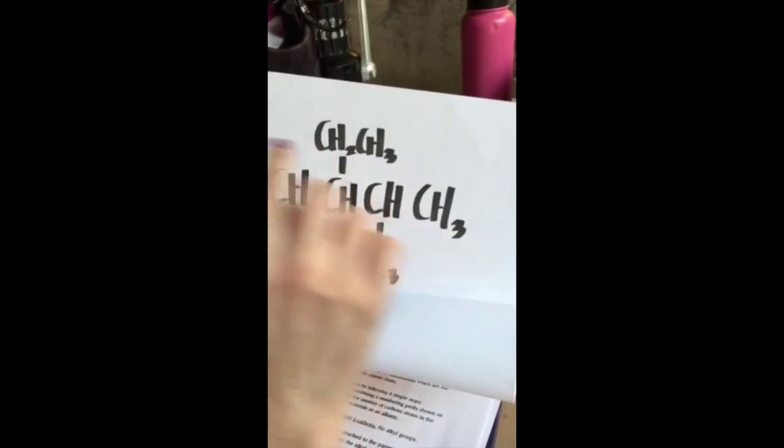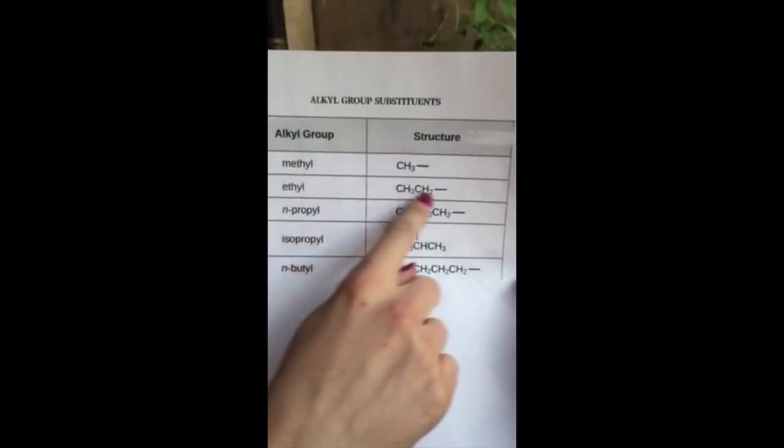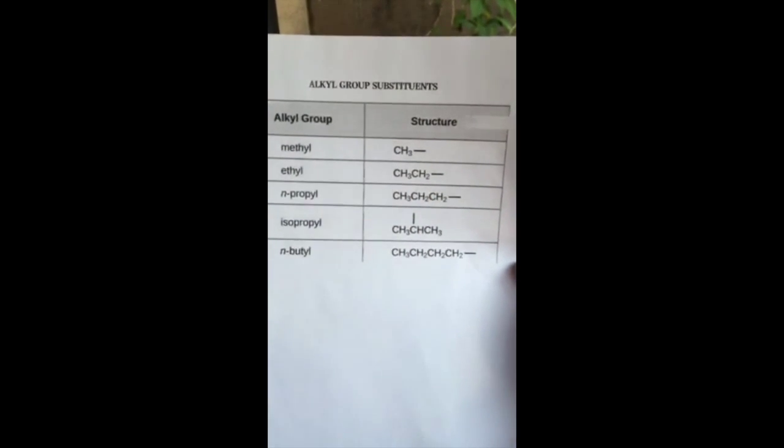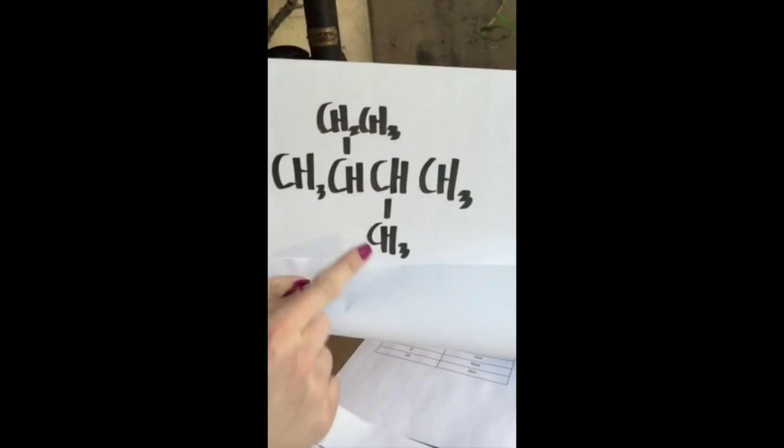We have CH2 and CH3, which is shown on this chart right here. And then our second alkyl group is going to be CH3, which is methyl.